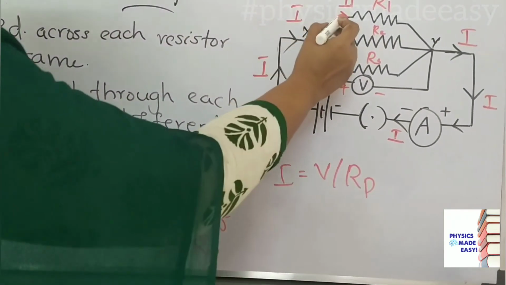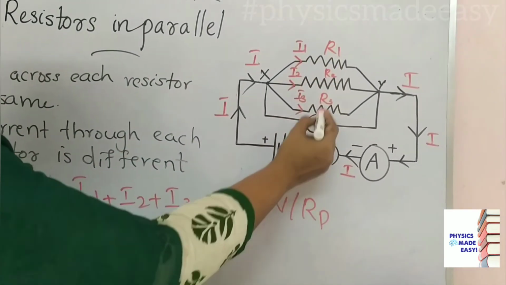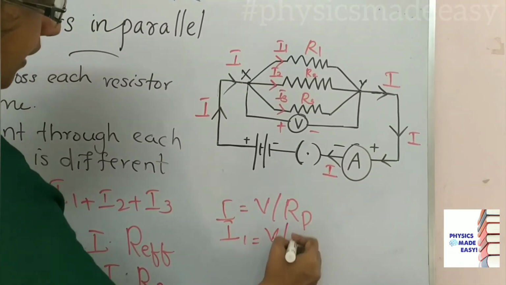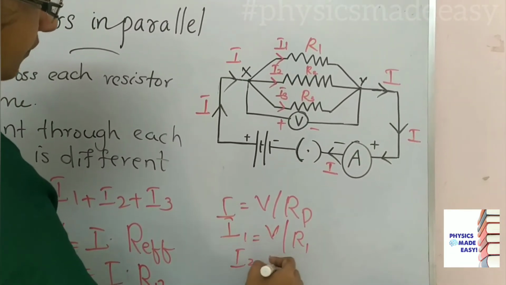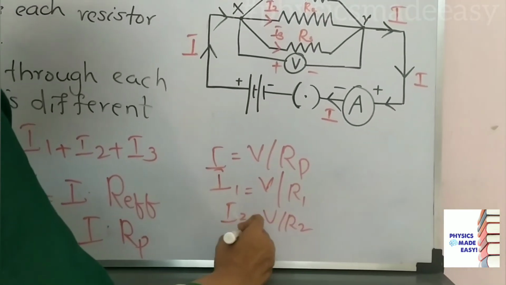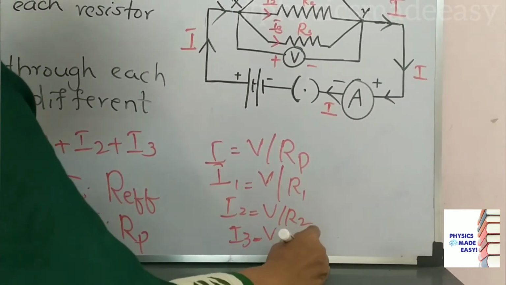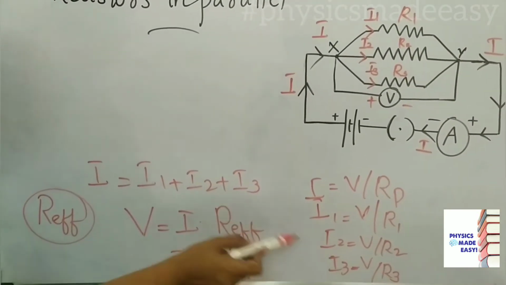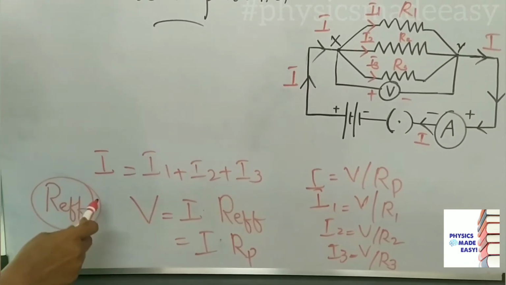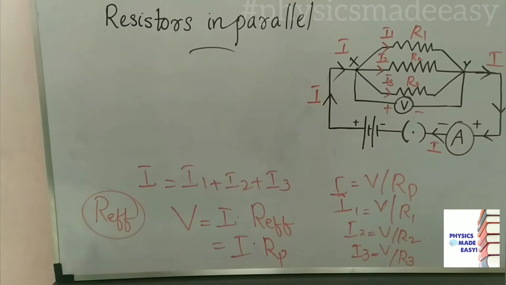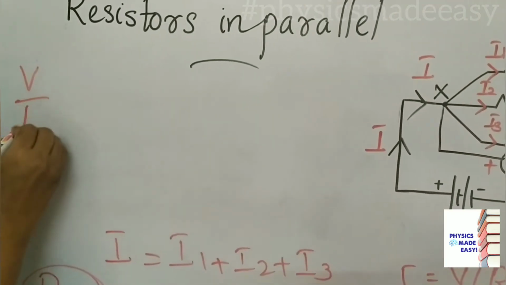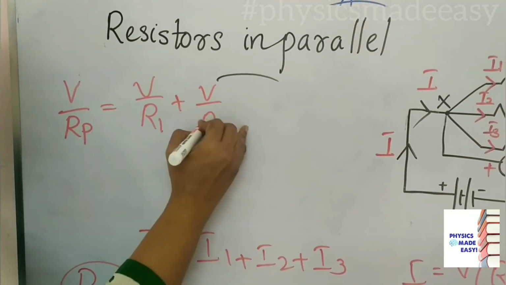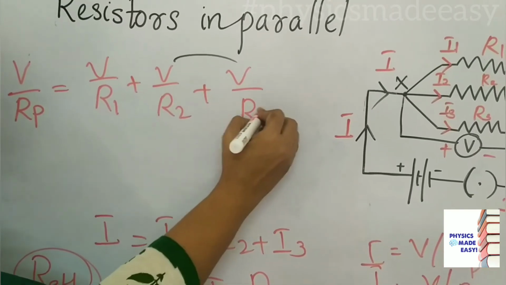Like that, for I1 you can write an equation. Here V is the potential difference across this R1. So you can write I1 as V by R1, I2 as V by R2 and I3 as V divided by R3. Now we can substitute I, I1, I2, I3 in this equation, that is I is equal to I1 plus I2 plus I3. Then what will you get? V divided by RP equal to V by R1 plus V by R2 plus V divided by R3.